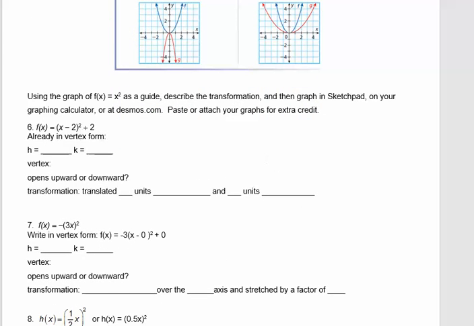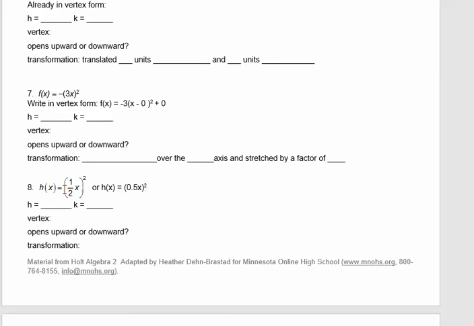Let's look at number 8. Number 8 says h of x equals 1/2 x squared, or you can use h of x equals 0.5 x squared. You need to identify h and k. It's already in vertex form. And we can see that there is no number being added or subtracted. So that is 0. And there is also no number being added or subtracted from the end. So k is 0. So the vertex is (0, 0). Now, to find out whether it opens upward or downward, you need to look at the a, the number in front of the x squared. And that is 0.5, and it's positive, so it opens upward.